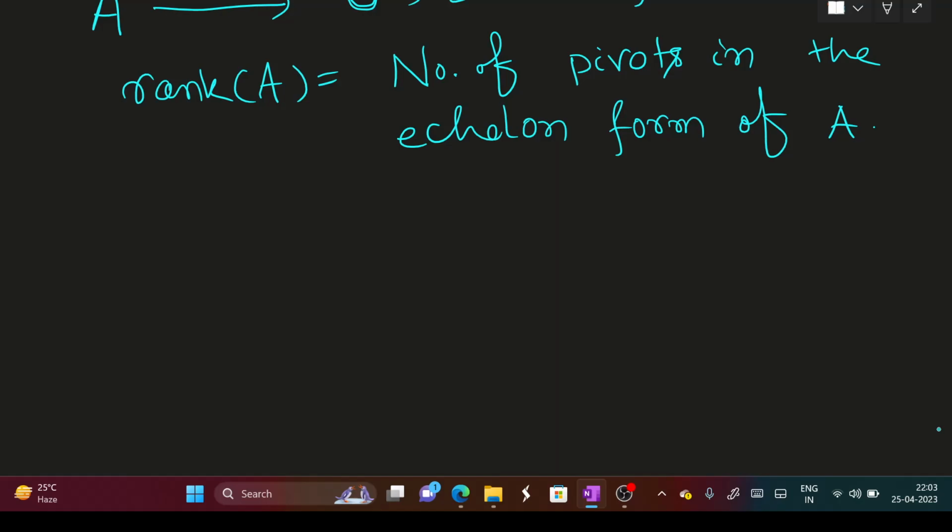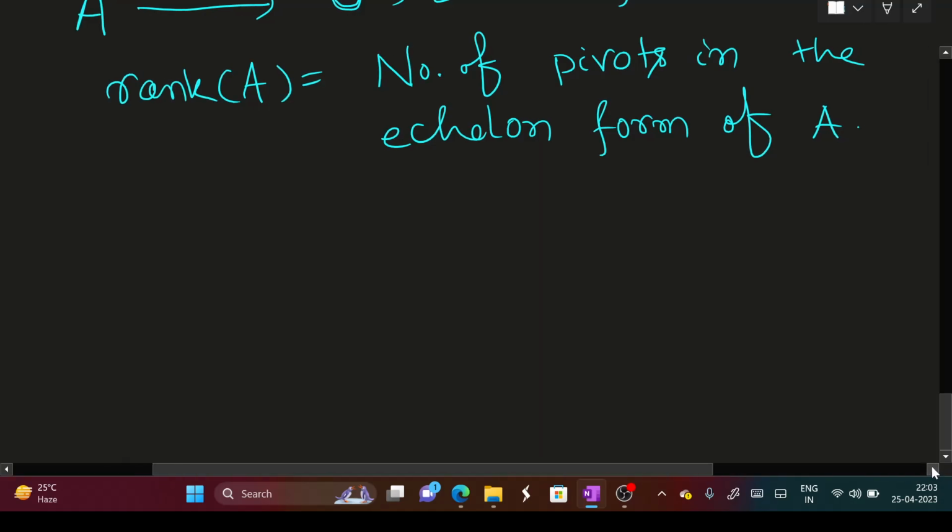Echelon form means it is an upper triangular matrix U. Okay, almost an upper triangular matrix. If it is a rectangular matrix, it will not be an upper triangular matrix. So below the pivots, all the elements in the pivot columns are 0 and all the 0 rows are at the bottom. A matrix satisfying these two conditions is said to be in echelon form. So I will reduce my A into its echelon form and I will count the number of pivots. It will give me rank.